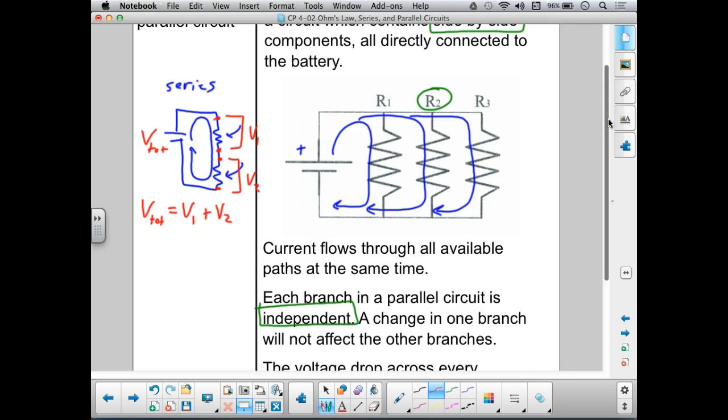In this case, notice that the voltage drop across each of these resistors in the parallel circuit is going to be exactly the same as the battery voltage. They are all directly connected, positive to negative. So the voltage drop across R1 is going to be whatever the battery voltage is. The voltage drop across R2 is going to be whatever the battery voltage is, and so on and so forth. No matter how many components I have connected in parallel, they are all going to have the same voltage drop as each other. And we can think about that in terms of the electron shuffle.